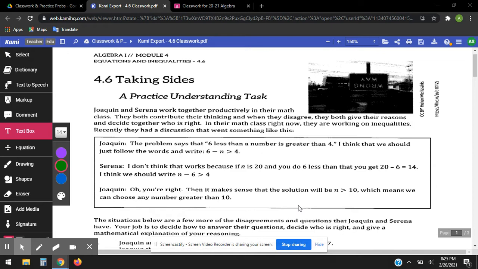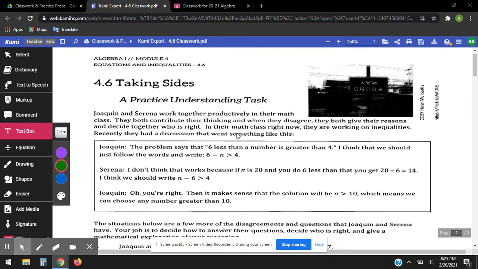So Joaquin and Serena work together productively in their math class. They both contribute to their thinking, and when they disagree, they both give their reasons and decide together who is right. In their math class right now, they are working on inequalities. Recently, they had a discussion that went something like this.